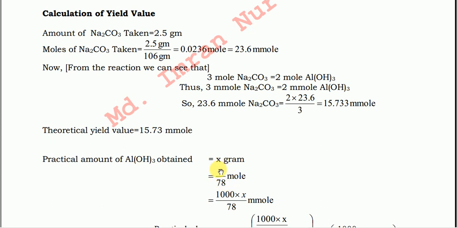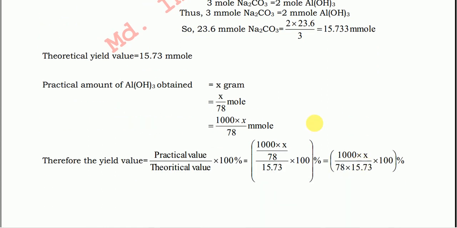By dividing the weight with the molecular weight, we will get the mole. That will give the moles of aluminum hydroxide. And if we multiply this mole with 1000, this will give the millimole. So the practical amount will have this millimole of aluminum hydroxide. If you put the amount of aluminum hydroxide instead of x, this will give us the millimole of aluminum hydroxide obtained after the practical.